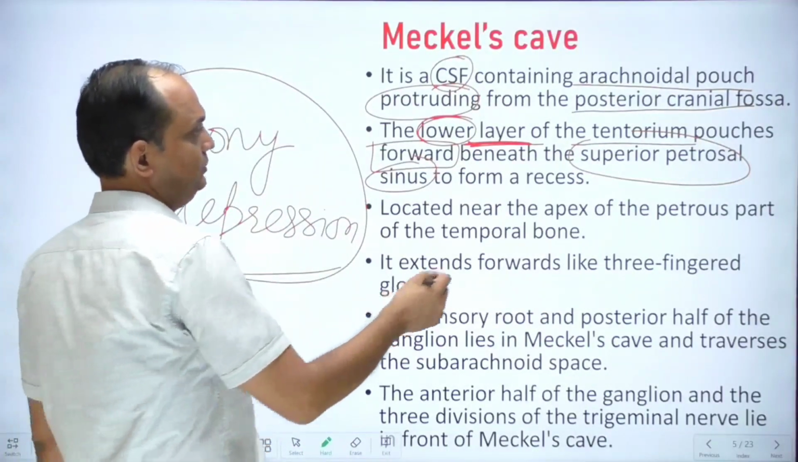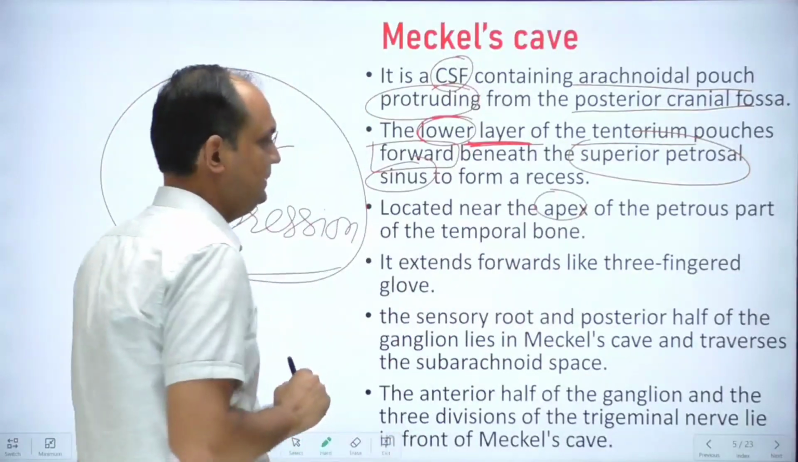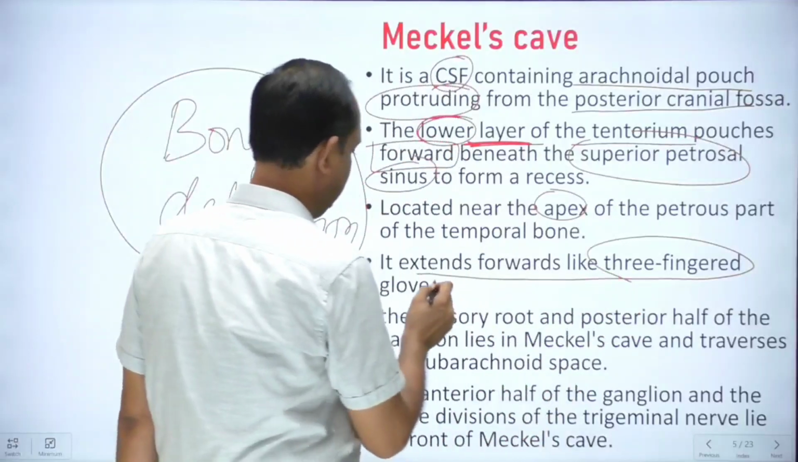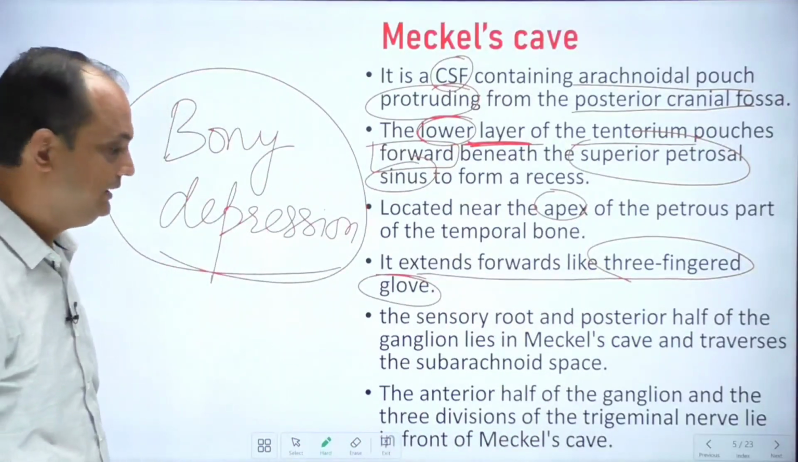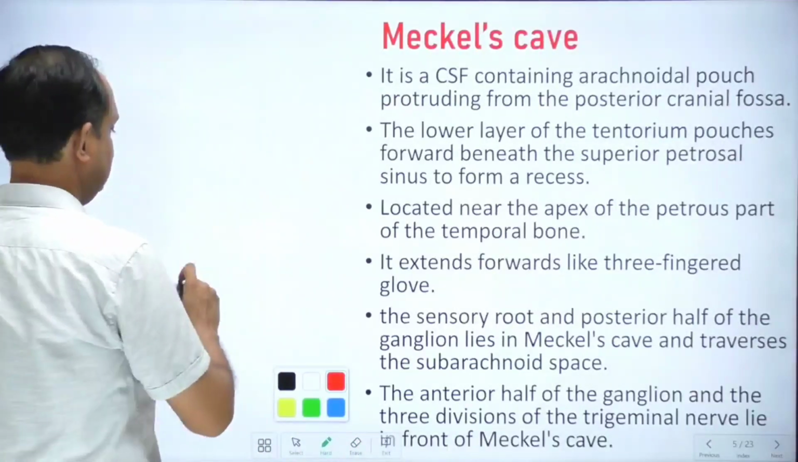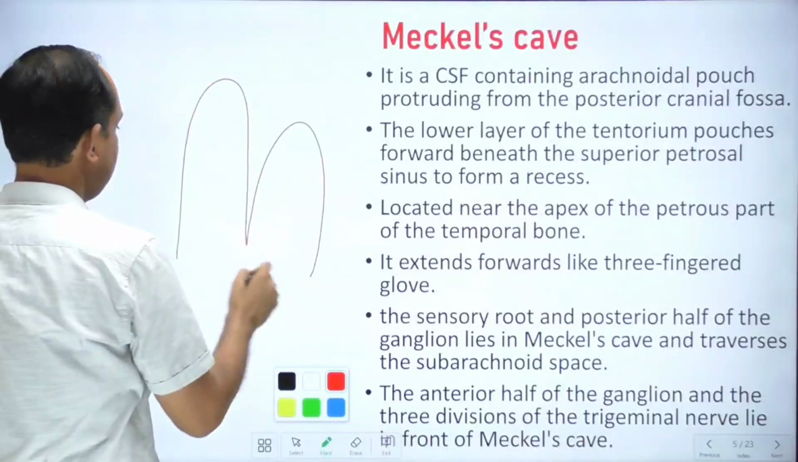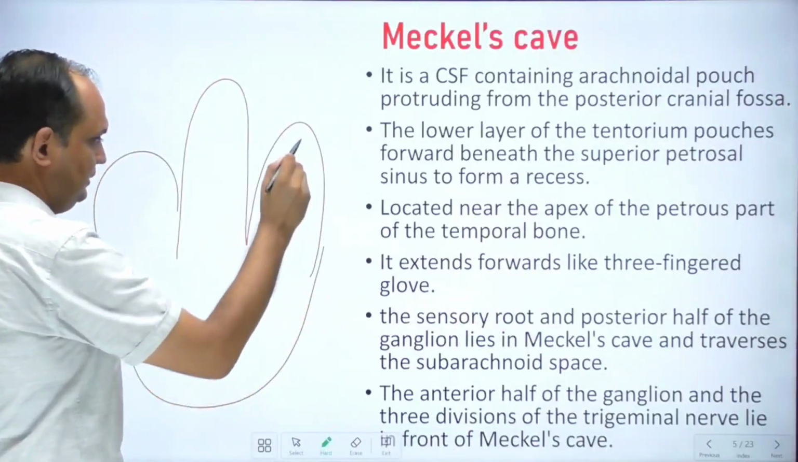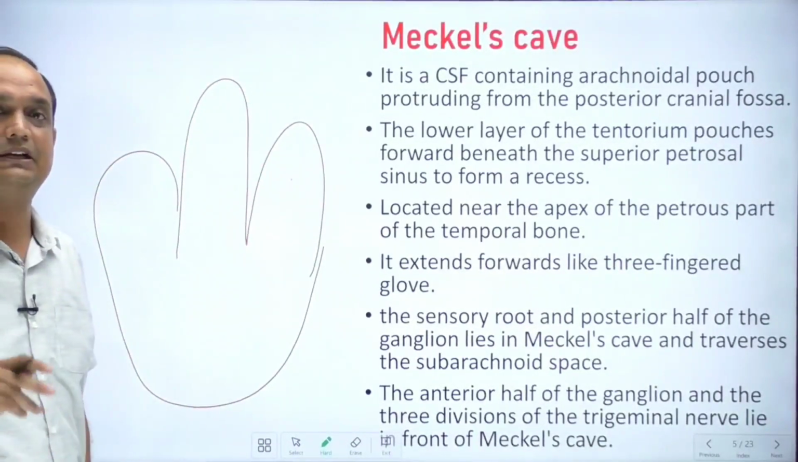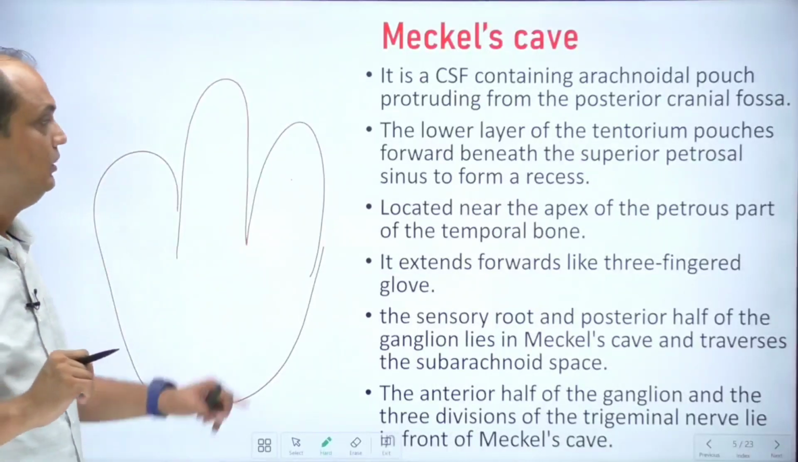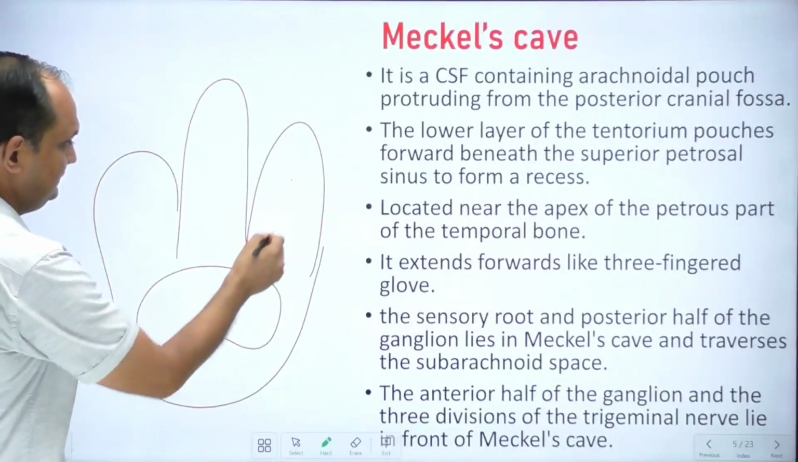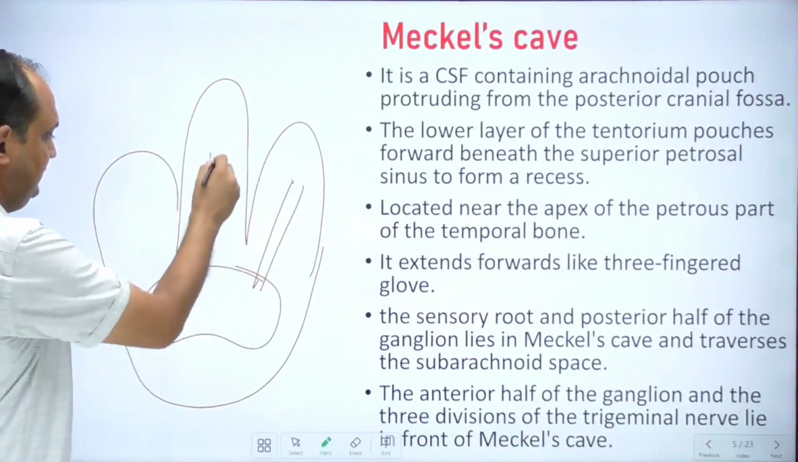The second thing is that it is located near the apex of the petrous part of the temporal bone and it extends anteriorly like a three-fingered glove. That means this is the three-finger glove. Now this is a closed glove. All three parts have the three divisions of the trigeminal nerve: ophthalmic, maxillary, mandibular, and the ganglion is present here. This is the ganglion. These are the three divisions.